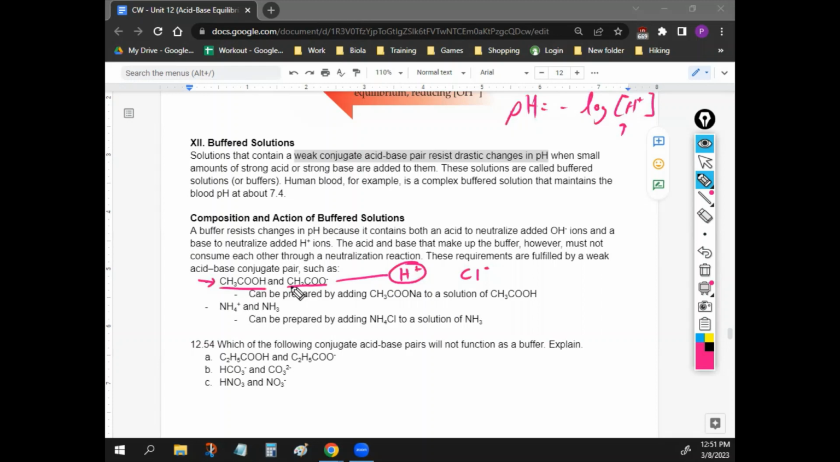Exactly, yeah. They react to make the other one, and then that's going to dissociate to make more of this, and it kind of goes into equilibrium. And it prevents this concentration from skyrocketing. Because if you had... It would shift. Yeah, it will shift the pH a little bit, but it'll be very, very, very slow.